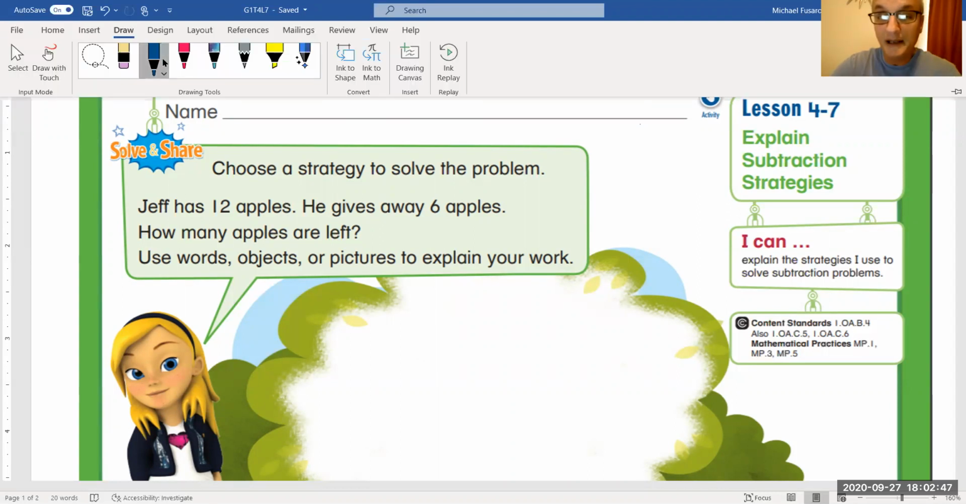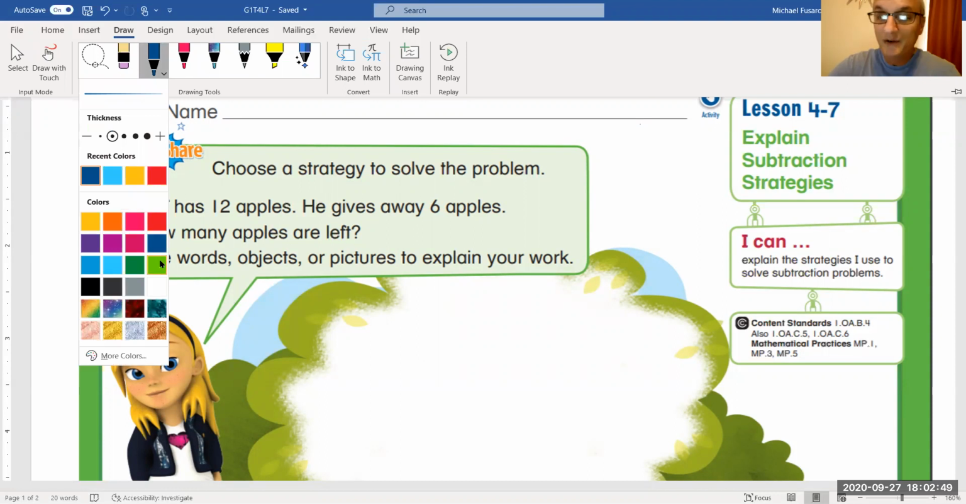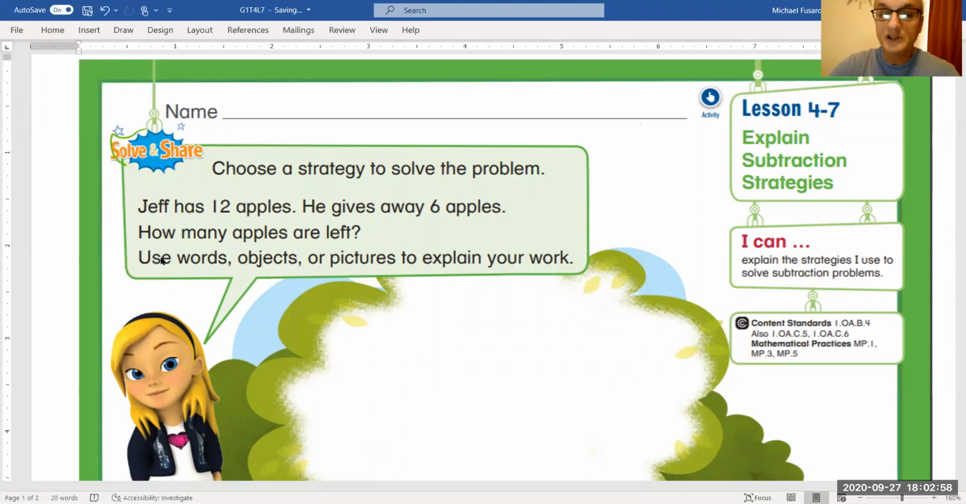Let me get a good pen today. Let's see, what do I want? You know, let's start with, let's go green. Let's go green for now, okay? So see the solve and share, it's always in the same place, okay?